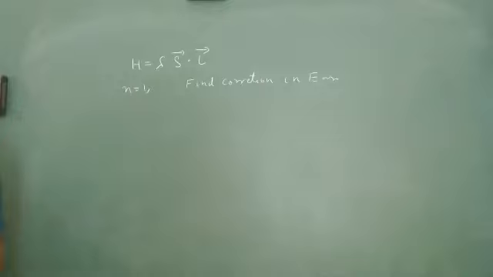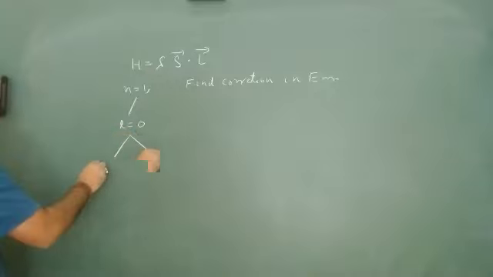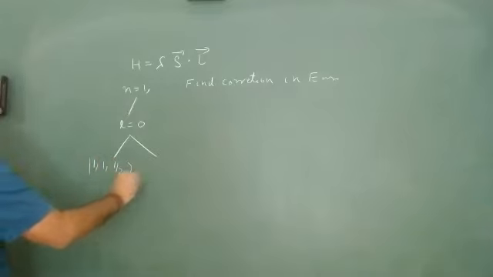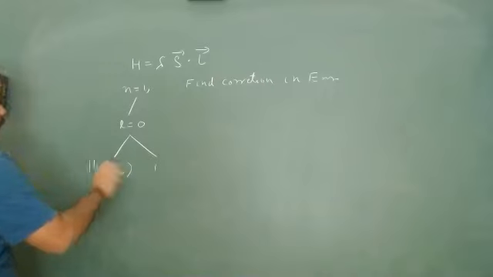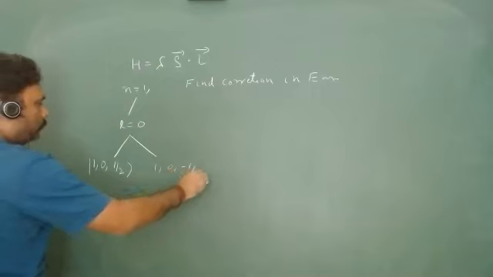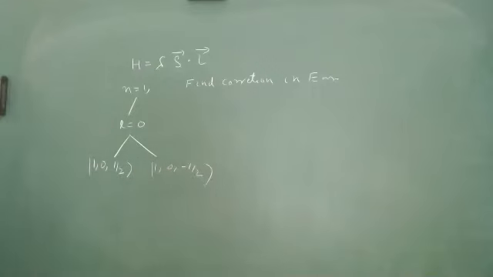For n is equal to 1. So by the way, n equal to 1 means what? L is equal to 0, ground state, and spin is also there. So what will this be? So |1 0 0, plus half> and |1 0 0, minus half>, and this will be two parts, isn't it?